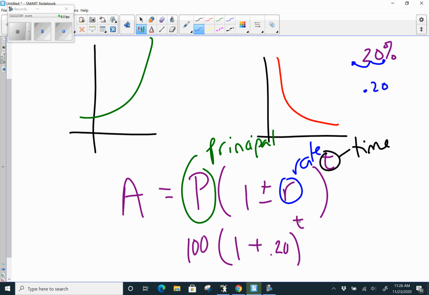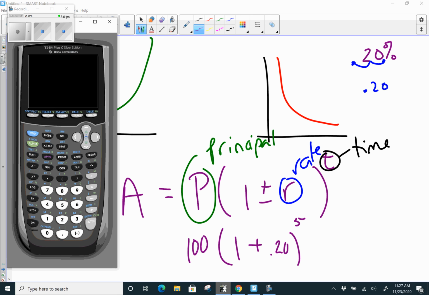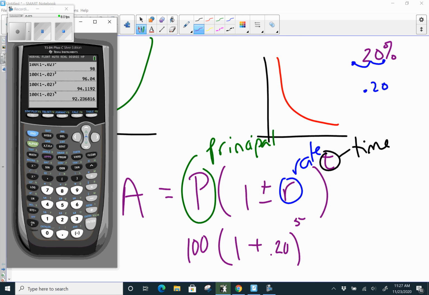So if I tell you that I'm leaving $100 in a bank account that gives me 20%, which in this day and age is unheard of, and I leave it in there for 5 years, this is where I would put each of the stuff. So now I go ahead and grab my calculator and put in the equation that I have. So $100, 1 plus 0.20, which is 20%, to the 5, which is 5 years.